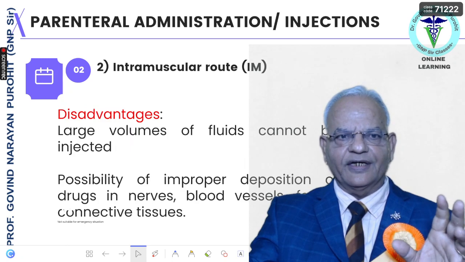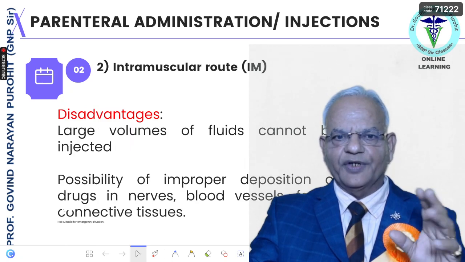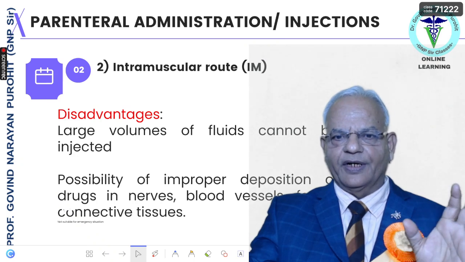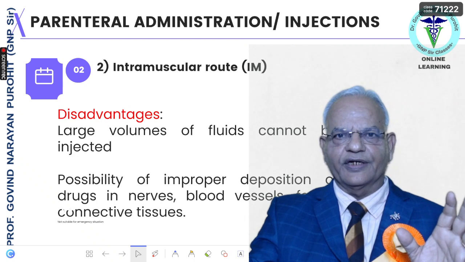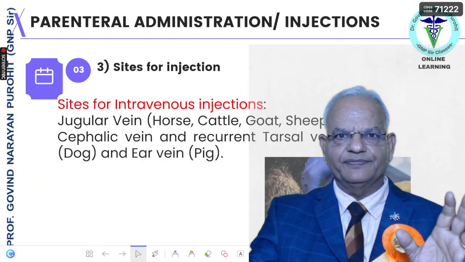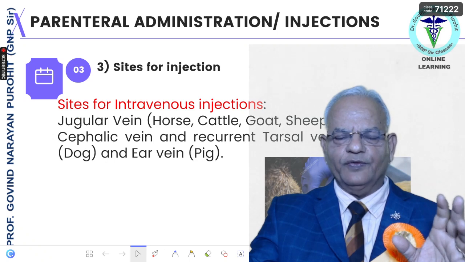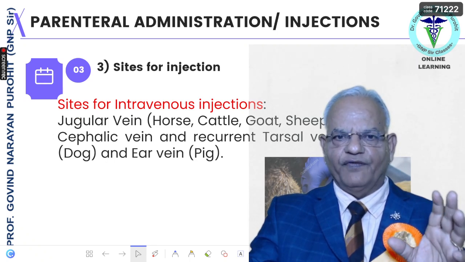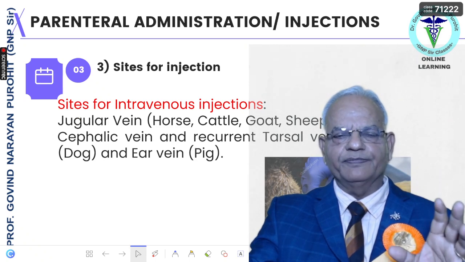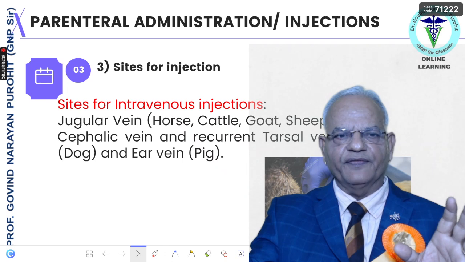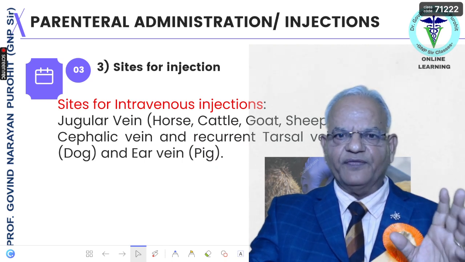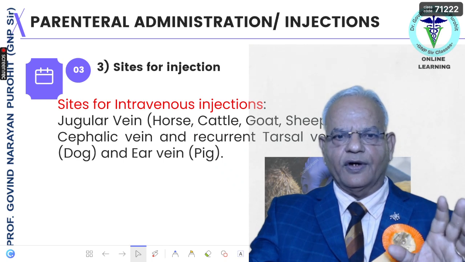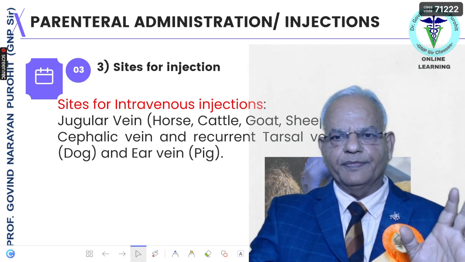The disadvantages are that large volumes cannot be given, and improper deposition in the nerves, blood vessels, fat, or connective tissue can cause tissue damage. Now we talk of the sites for injection. For intravenous, for horse, cattle, goat, sheep, the jugular vein, even for camel, the jugular vein is the site for administration. And cephalic vein and recurrent tarsal vein for dog, and ear vein for pigs.